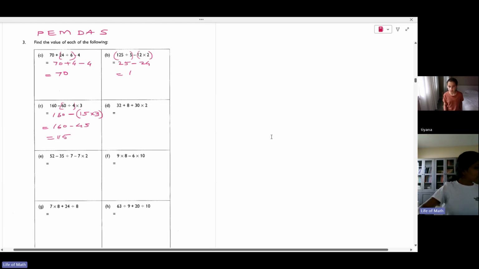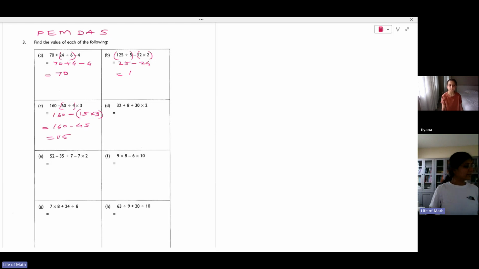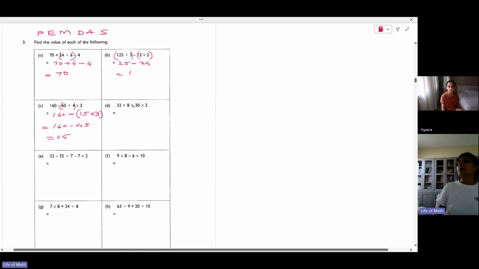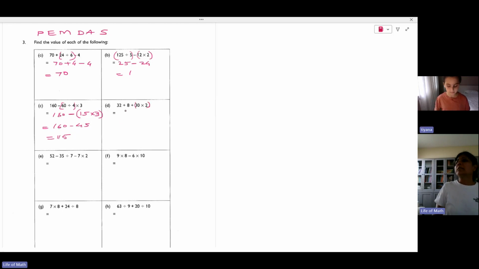Let's go. Let's work on D. Let's put parentheses. 32 plus 8 plus 30 times 2. Create a parenthesis on 30 times 2 here. 32 plus 8 can be done because there is just addition. So it's 40 plus 60 and that is 100.